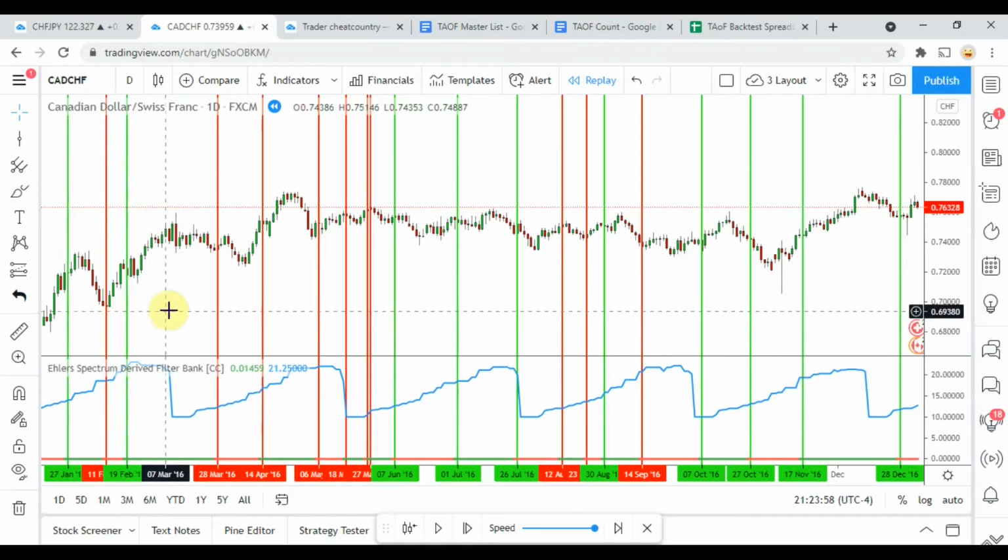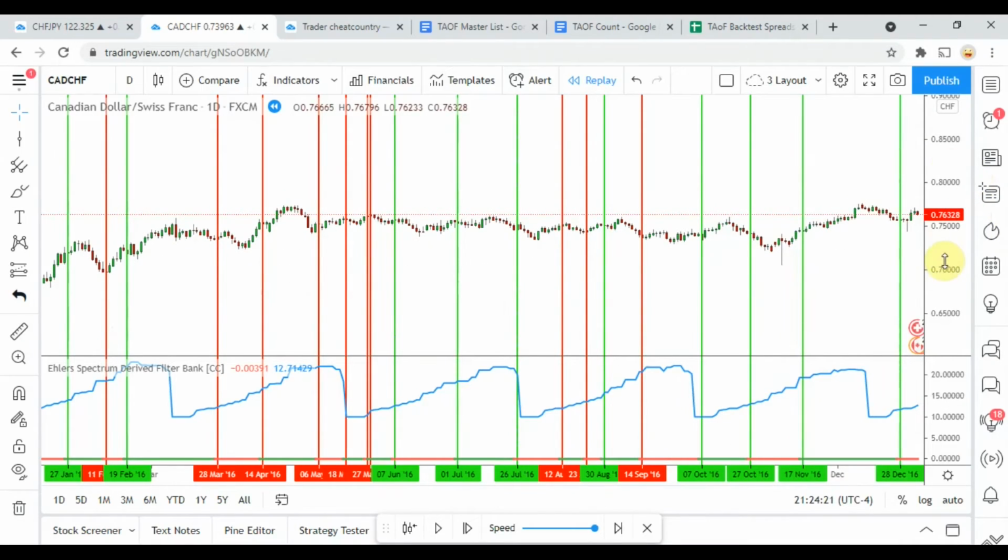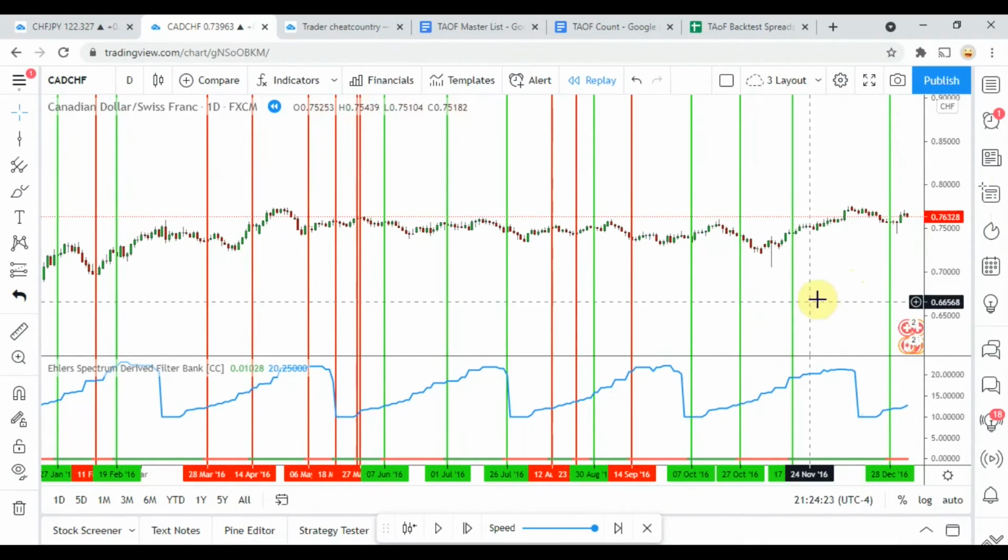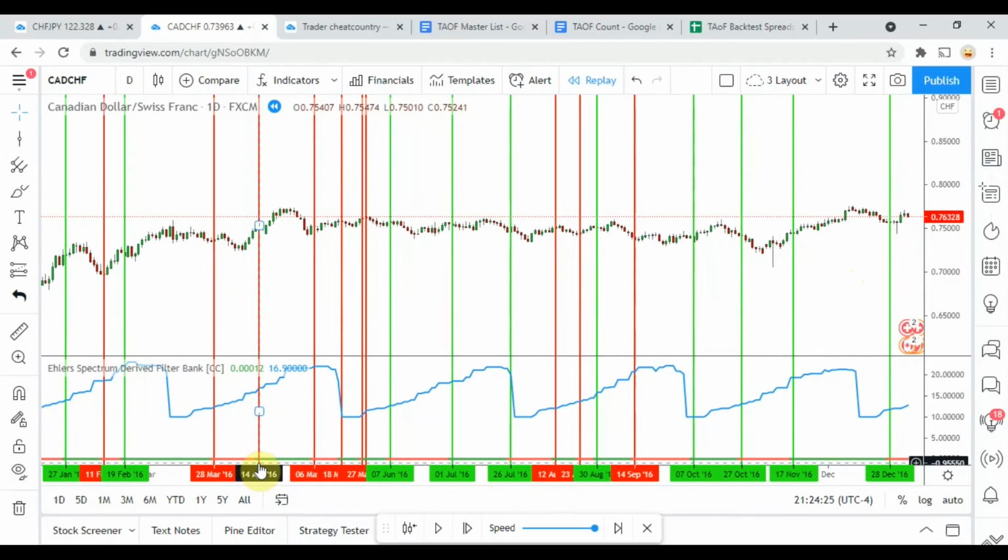1, 2, 3, 4, 5, 6, 7, 8, 9, 10, 11, 12, 13, 14, 15, 16, 17, 18, 19, and 20. So 20 trades all together. And we have 1, 2, 3, 4, 5, 6, 7, 8, 9, and 10. 10 winning trades. And so that's not going to meet the 60% criteria.